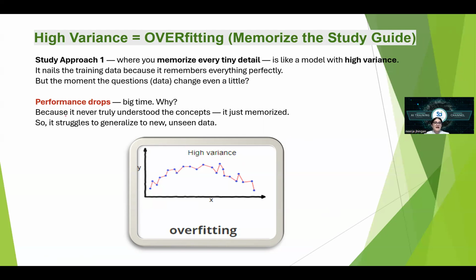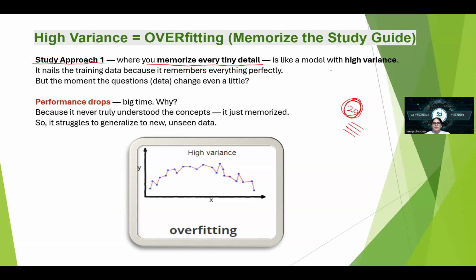So Alice has this study approach one. What is Alice doing? Alice is memorizing every tiny detail. If I have given 10 questions and answers to Alice, she looks at a very deep level and tries to learn, or cram, the question and answer, even every word. This is the first study approach of Alice.